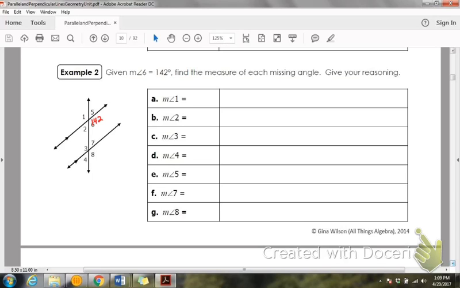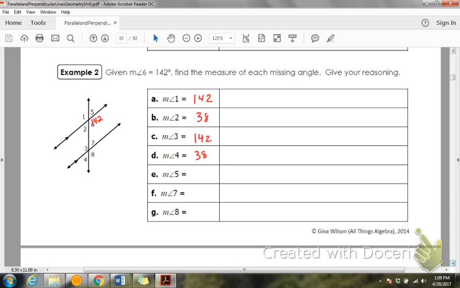Okay, Ben, how much is angle 1? 142. How much is angle 2, Kara? 38, because 180 minus 142 is 38. Okay. Angle 3. Caitlin, what'd you say for angle 3? 142, I would agree with that. Angle 4, James? Angle 4 is, yes, 38.